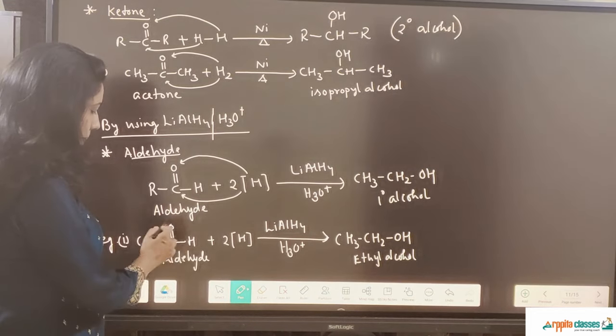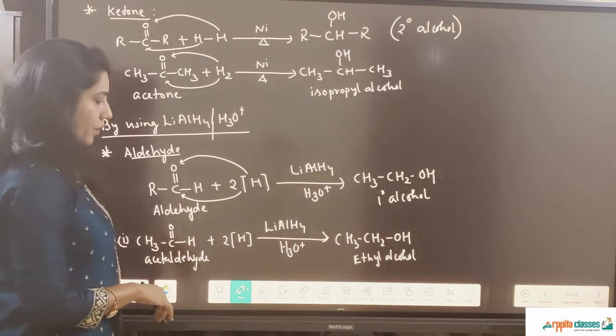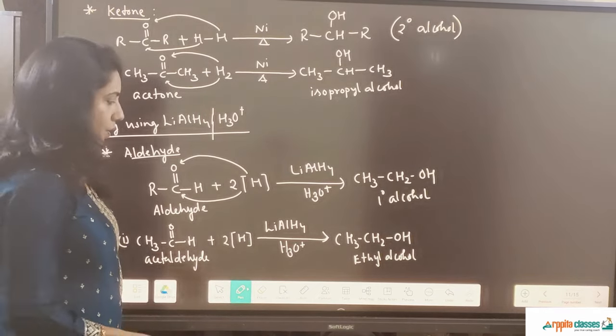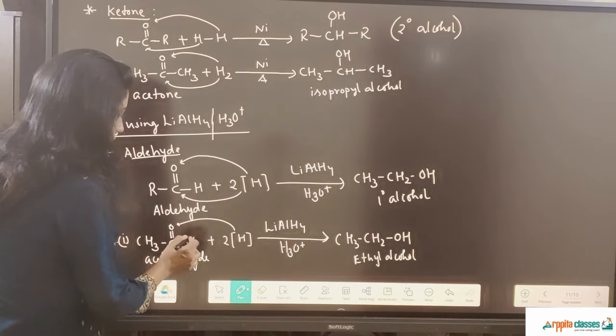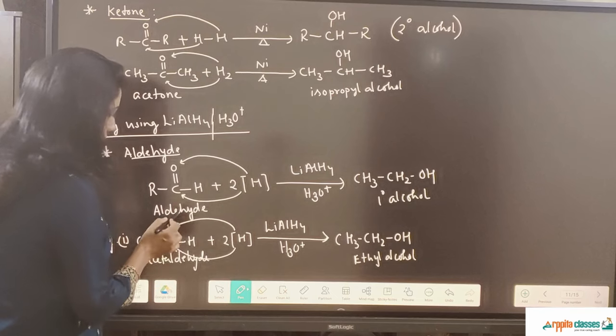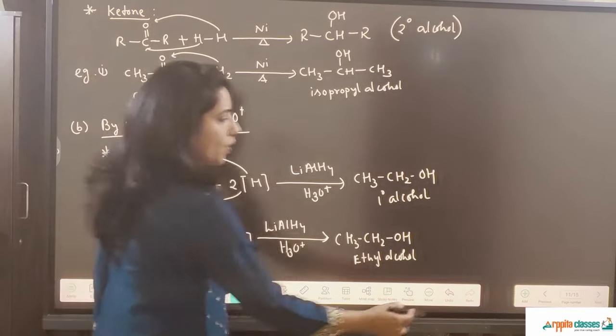Similarly, this is the example, acetaldehyde. We are using lithium aluminium hydride in presence of H3O+, that is, followed by acidic hydrolysis basically. So one hydrogen gets attached to this oxygen, one gets attached to this carbon, and you are getting CH3CH2OH, that is your ethyl alcohol.